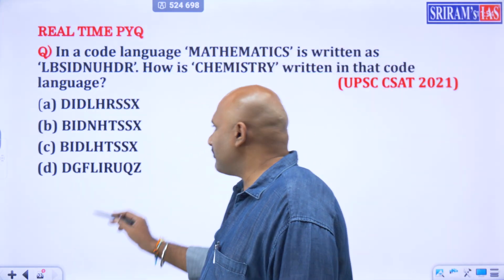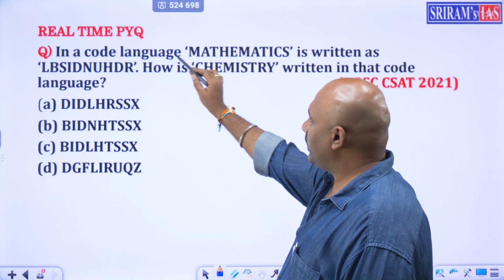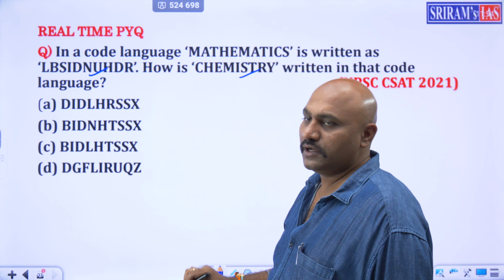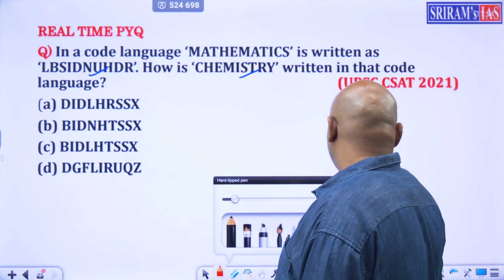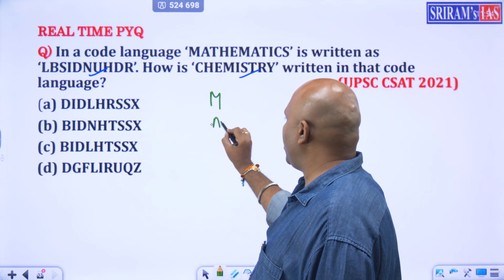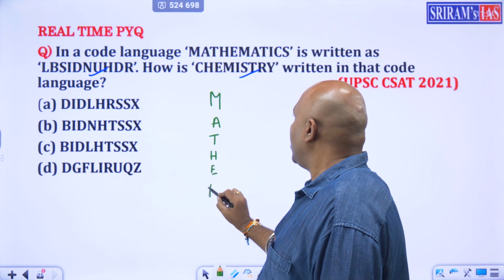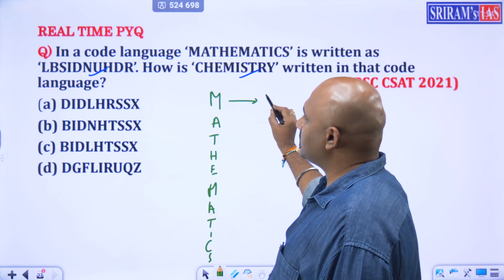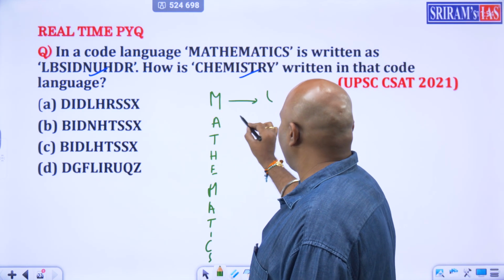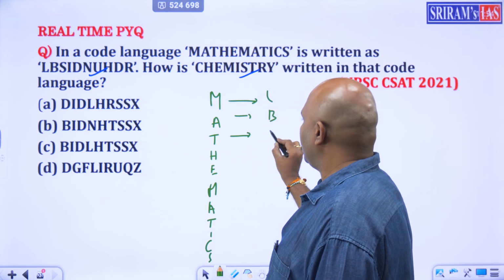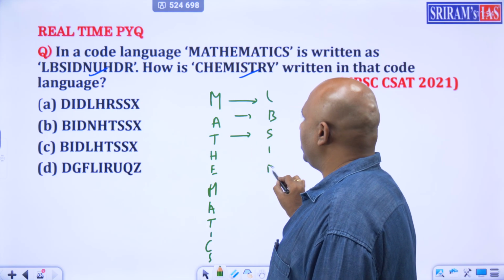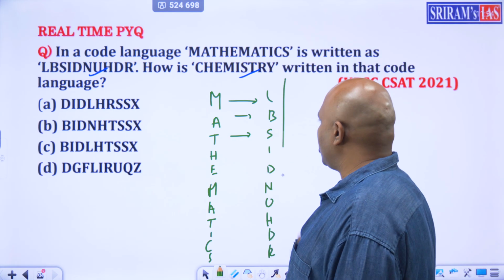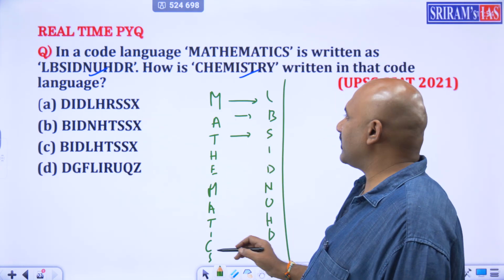So I have given another question for you to do. In a code language, mathematics is written as LBS, IDNHR. What is the chemistry written in that code? So here if you observe, once again the question, mathematics, MATHEMATICS. So if you observe, M is becoming L, B, S, I, D, N, U, H, D, R. So these are the letters. So think what is the logic that can happen over here.